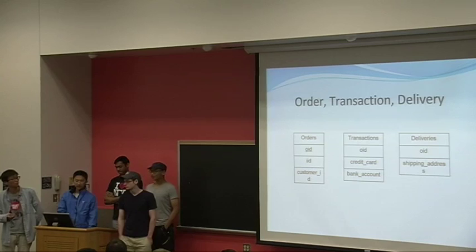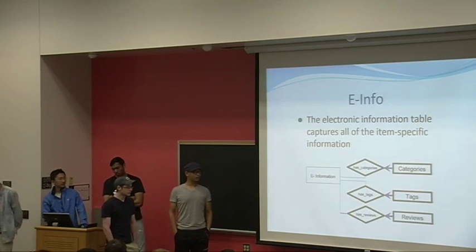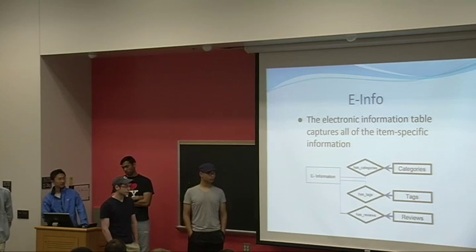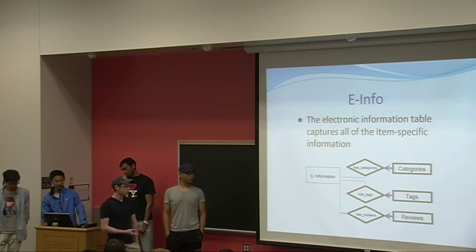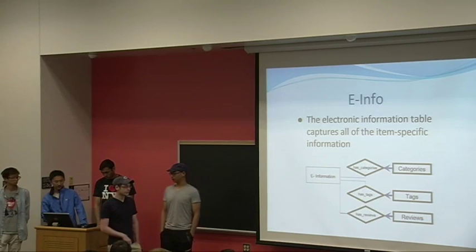So the electronic info table just contains extra information about an item that's not physical. Some of that information is categories, tags, and reviews. Categories supports browsing. There should be an extra relation that links back to categories there. Tags are like categories, but they're user-defined. So users submit tags that you can then search. And for reviews, there can be multiple reviews about an item, and those can be averaged on the front end to compute a rating.